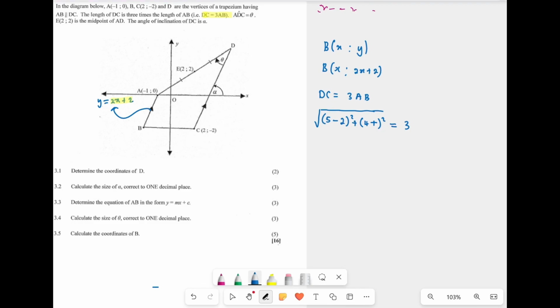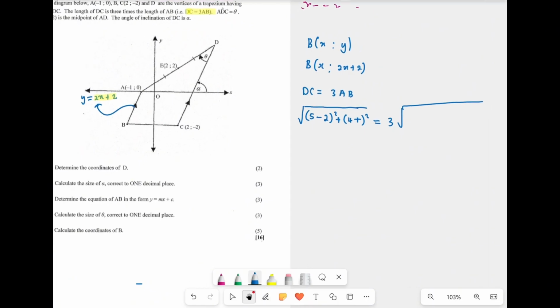This is equal to 3. And then what is the distance of AB now? So the distance of AB is the square root of, okay, XB. What is XB? Our XB is x, so it will be x minus XA. XA is negative 1, so it will be plus 1 all squared. And then plus, what is YB? YB is 2x plus 2, and then minus 0 all squared.